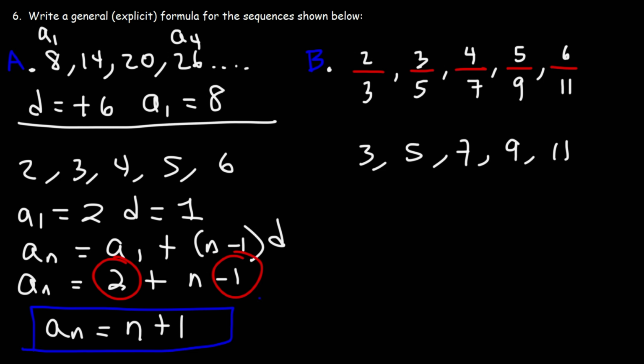And you could check it. When you plug in 1, 1 plus 1 is 2, so the first term is 2. If you were to plug in 5, 5 plus 1 is 6, that will give you the fifth term, which is 6.